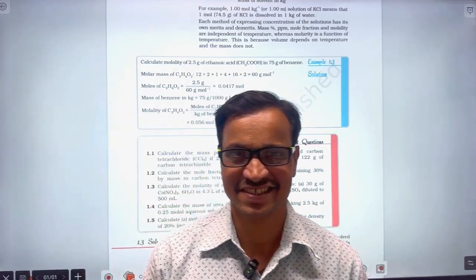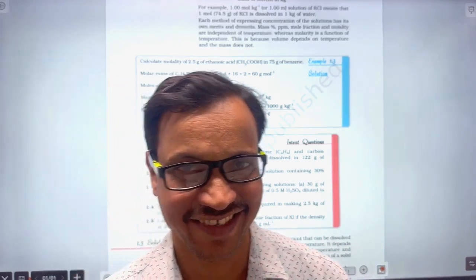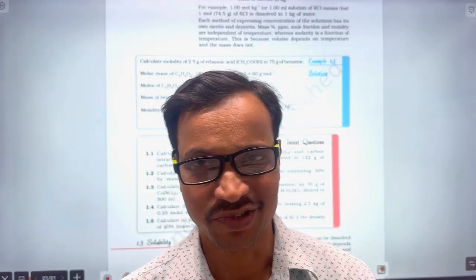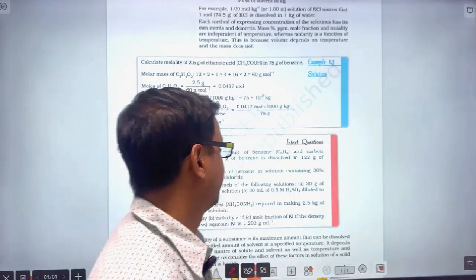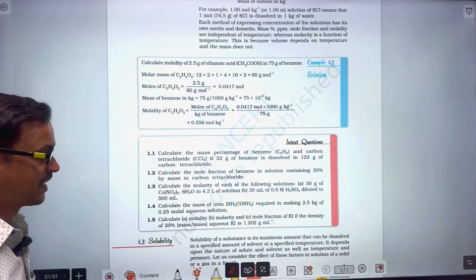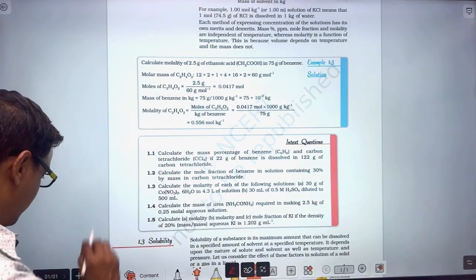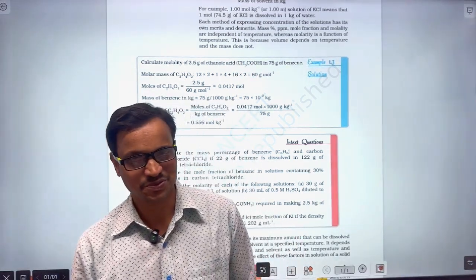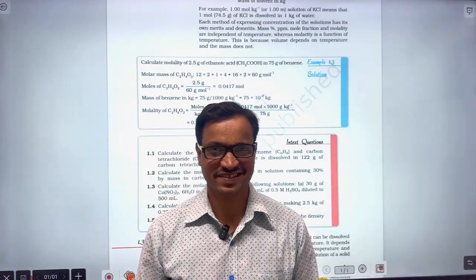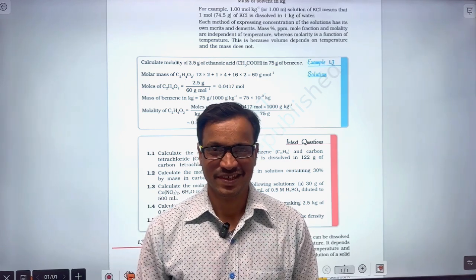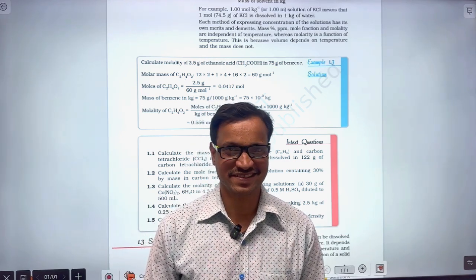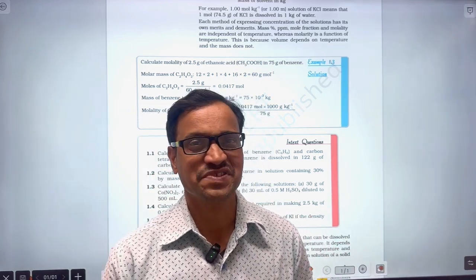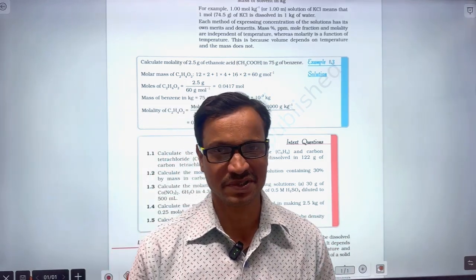Now in the last class we have discussed expressing concentration of solution and we have discussed some numericals. There are some unsolved numericals and I have told you to solve these questions. I hope the majority of students have solved them, even though I gave you some hints on how to solve them.